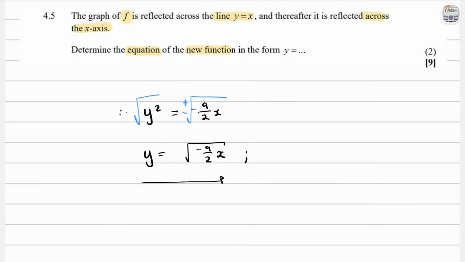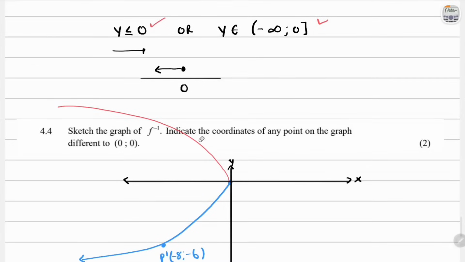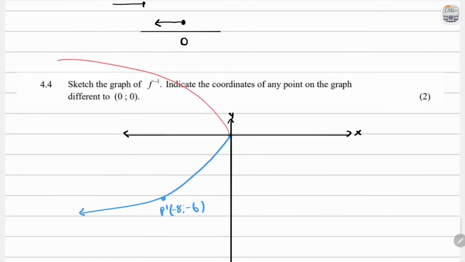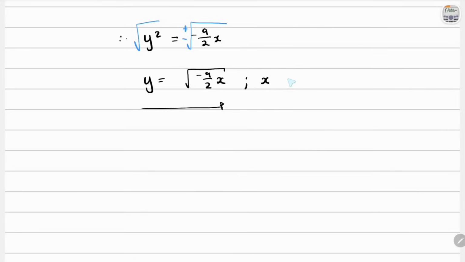Okay, because the original was restricted, so this will also have a restriction. And we can see the restriction from this graph. You can see that the domain, all the possible x values of the graph, would stay x is less than or equal to 0. This is where x is less than or equal to 0. And that is our answer.